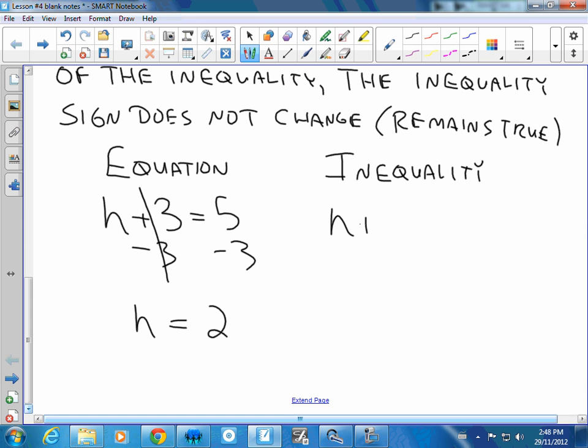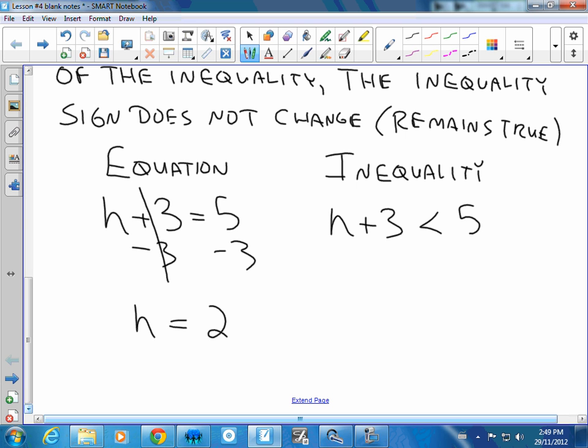h plus 3 is less than 5. So the main part of it looks the same, right? But instead of an equal sign, we have one of those things. What are they called? An inequality. In this case, it's less than 5.